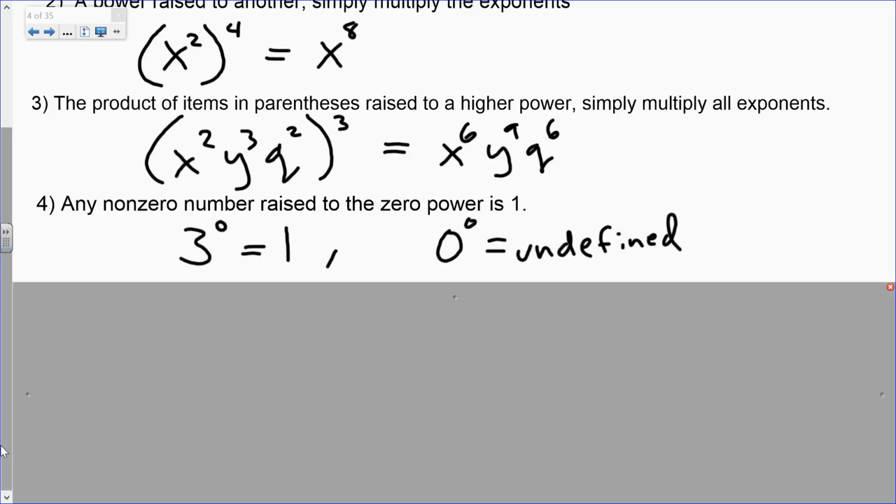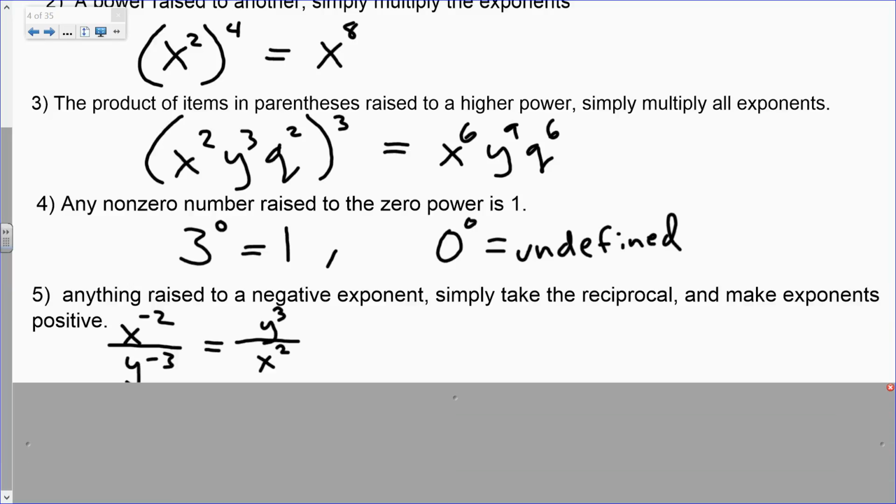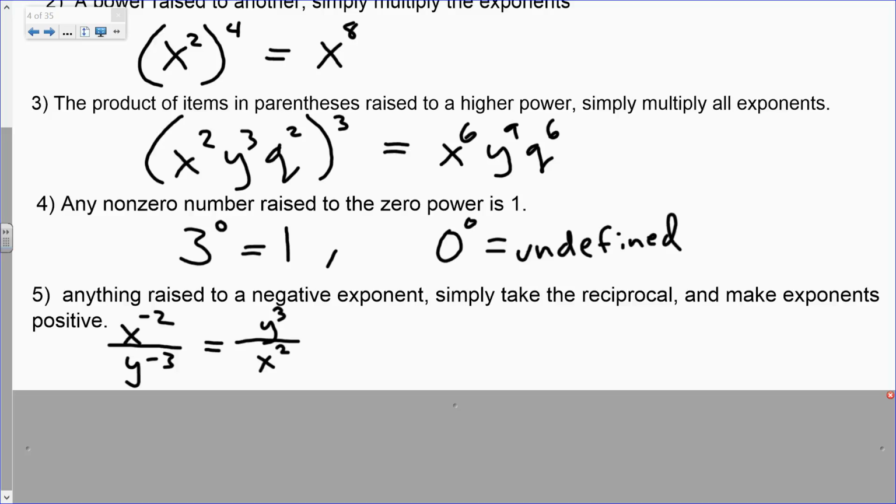5th rule. Anything raised to a negative exponent, simply take the reciprocal and make exponents positive. And we kind of touched on this yesterday also during our table talk. You guys were getting negative exponents and you were like, what do I do? Well, here's what you do. If anything has a negative exponent, you just flip it over, you take the reciprocal, you flip it over the fraction bar, we're good to go.